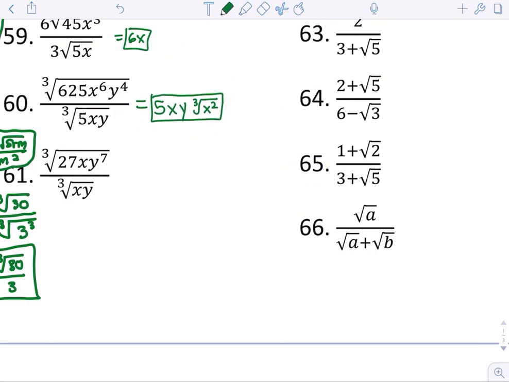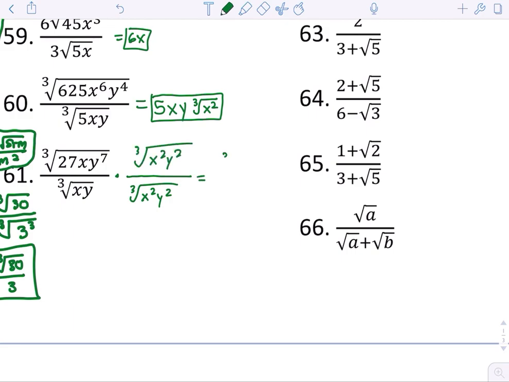Alright, this next one. Gotta multiply top and bottom by, remember, all of these need a third power. So cube root of, well, I know x times x squared will give me x to the third, and y times y squared will give me y to the third. To top and bottom.